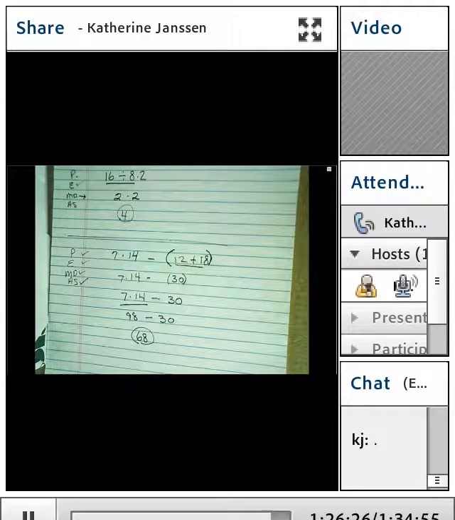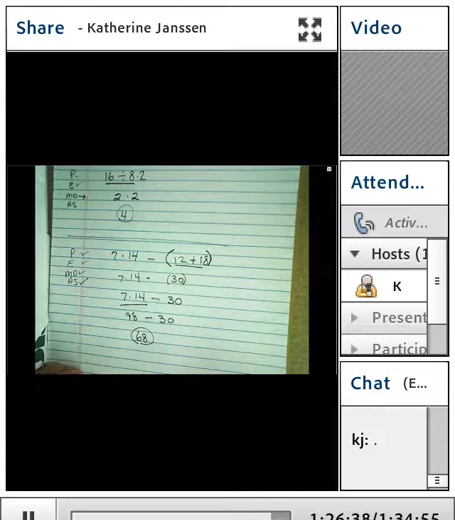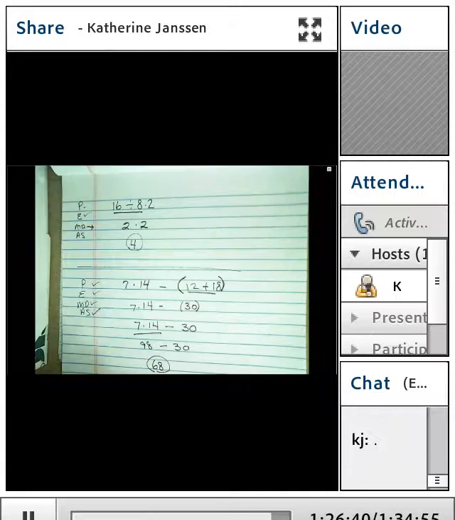Solving this problem in any other manner would be incorrect. So we must memorize and follow PEMDAS, or please excuse my dear Aunt Sally, explicitly.